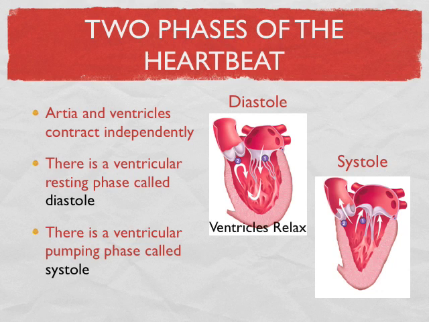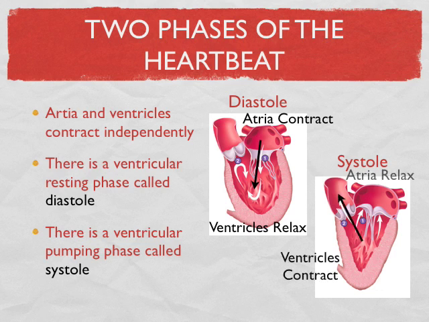So ventricles relax here while the atria are contracting. During that ventricular relaxation phase, the atria are contracting to fill the ventricle with blood. During the pumping phase, the ventricles are contracting, but the atria are relaxing and they are filling with blood again, so that during the next diastole, they will have a quantity of blood to inject into the ventricles. So, two phases in the heartbeat.